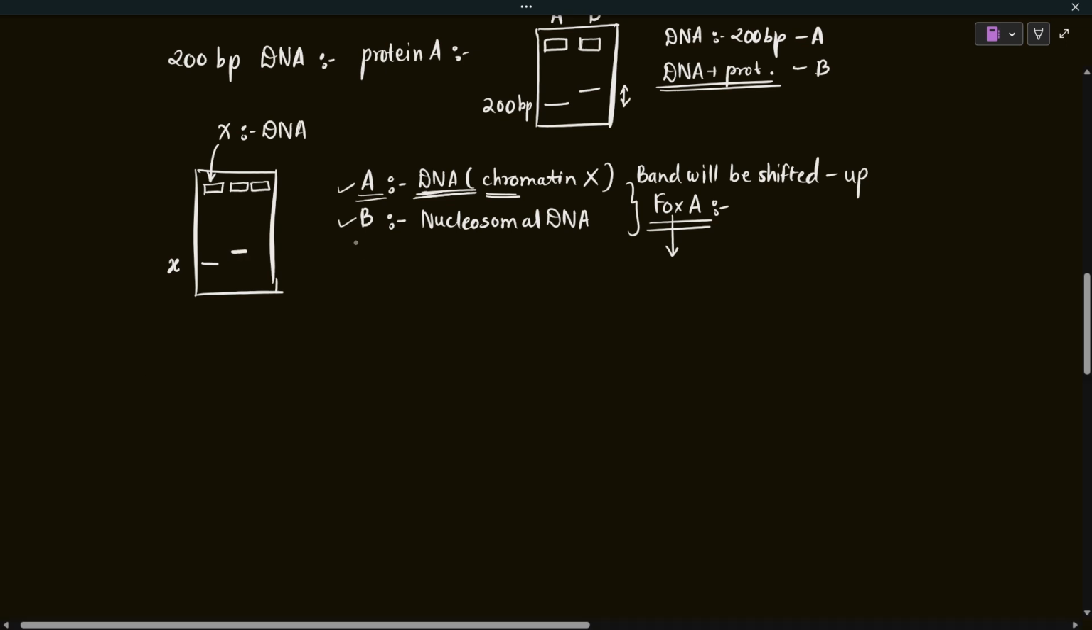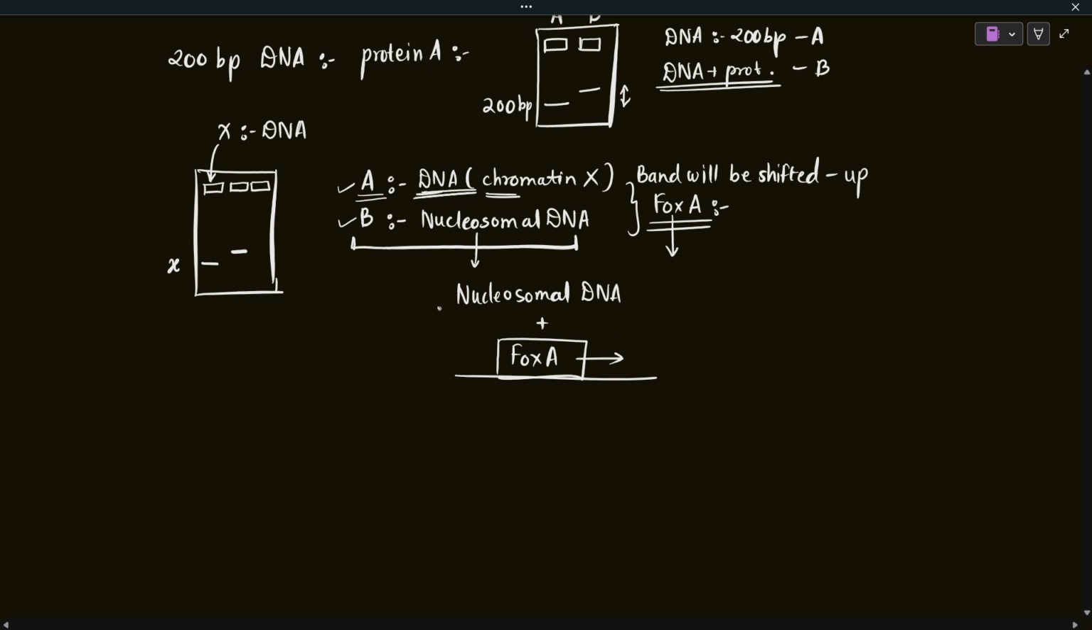So what scientists observed when they ran sample B, the nucleosomal DNA, which is incubated with FOXA. What should happen in the normal scenario? This transcription factor shouldn't be able to access the DNA because the DNA is already occluded by nucleosomes, right? But what they observed was the same band as the A sample. So this means that there is the same shift in the band. From this we can conclude that FOXA is binding to the nucleosomal DNA.